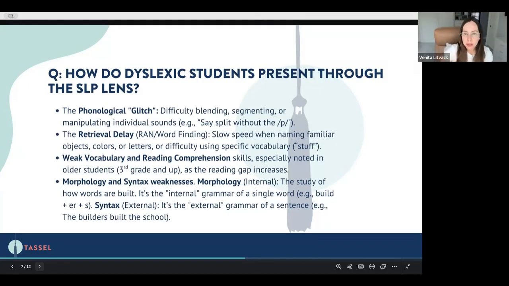Okay, thank you for sharing all of those characteristics that you might see. That's really unfortunate about the vocabulary gap, but it makes so much sense. Do they ever catch up? I think so.